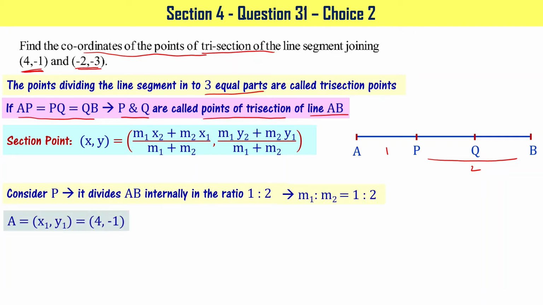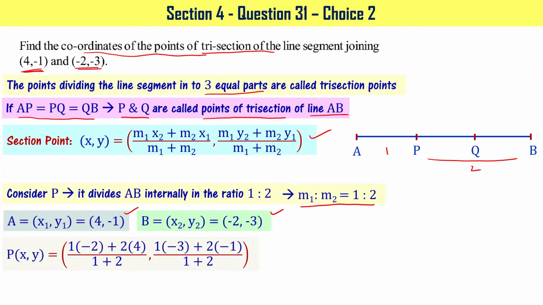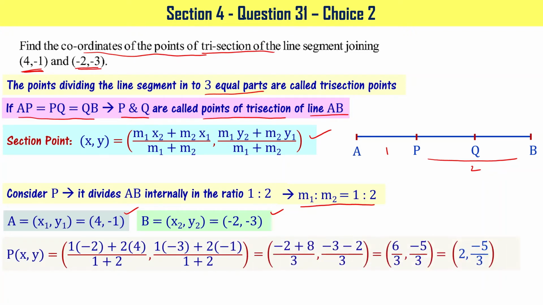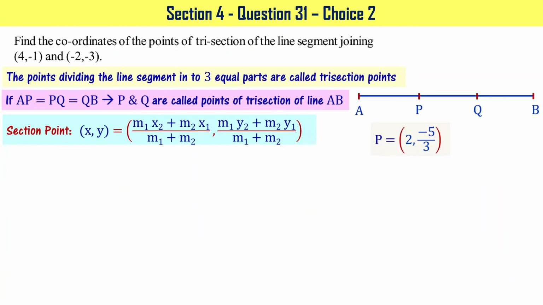And let me say that x1 comma y1 equal to 4 comma minus 1, and x2 comma y2 is minus 2 comma minus 3. Let's now substitute all these into the section point formula. When you do that and simplify it, you get P of x y as 2 comma minus 5 by 3. Let us note this. And now let's try to find the value of Q, right?